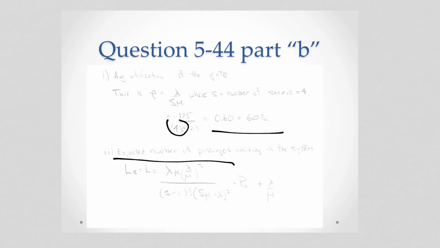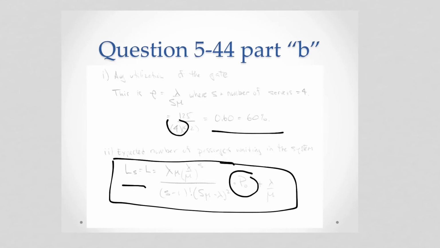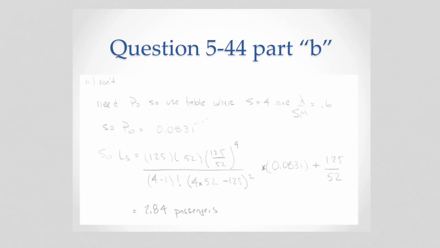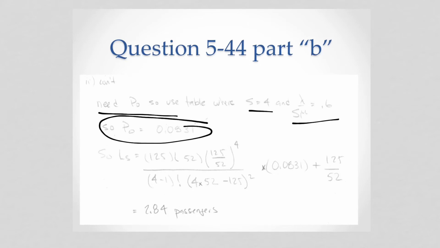So number is L, system is Ls, and therefore we have the formula for that right here. And here we need P0. How do we get P0? We use the table. And I think I've got a table here. There it is. So I'll back up. We need P0. So we use the table where S equals 4 and lambda over S mu equals 0.6. P0 is 0.0831. Let's see if we can find that.